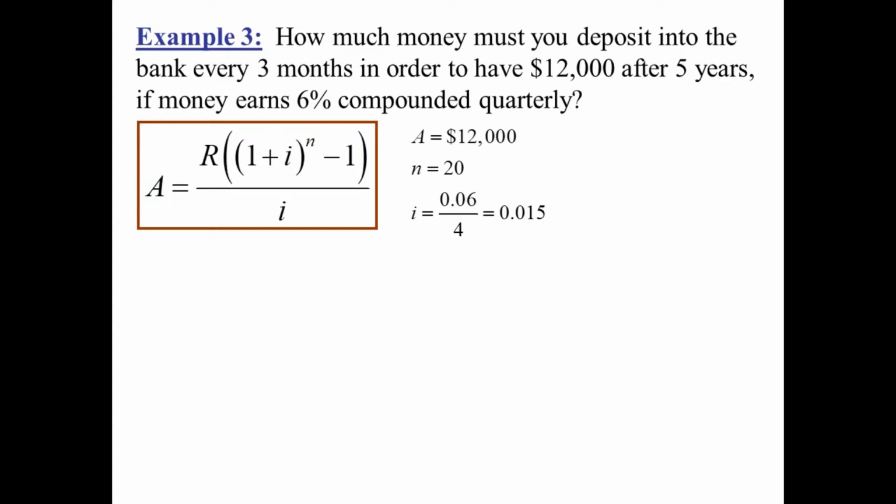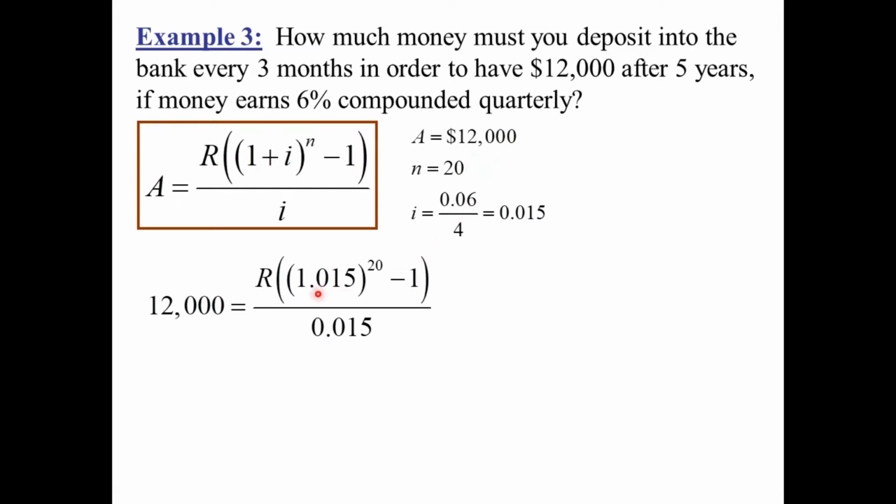N is 20 because N is the number of investments. The N value here is how many times there was an investment. And now this is every 3 months, which is 4 times a year for 5 years. So 4 times 5 is this 20 right here for N. Plug them all in. And now we've got a little bit of math to do.